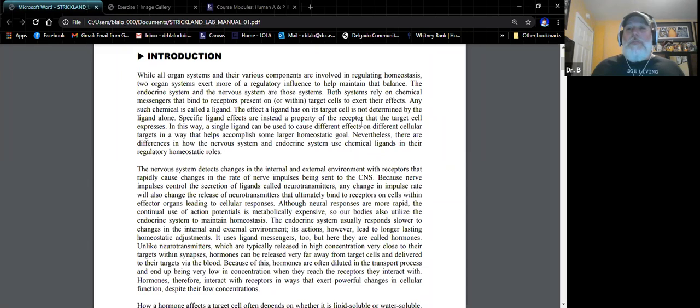Well, guess what the endocrine system is made up of? It's made up of a bunch of glands. So the endocrine system is going to play an important role in making changes based on feedback systems.